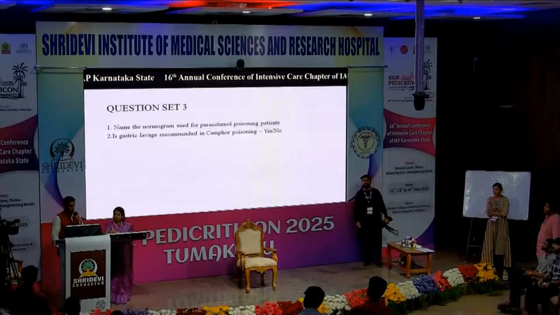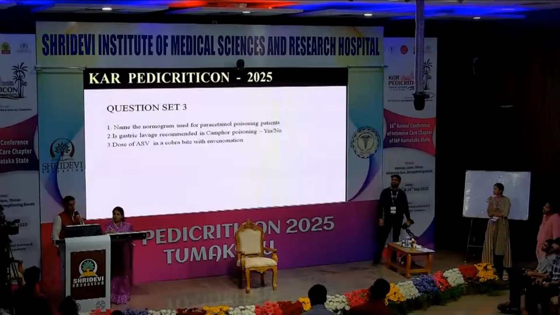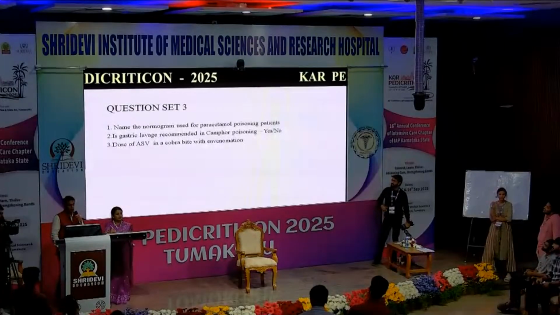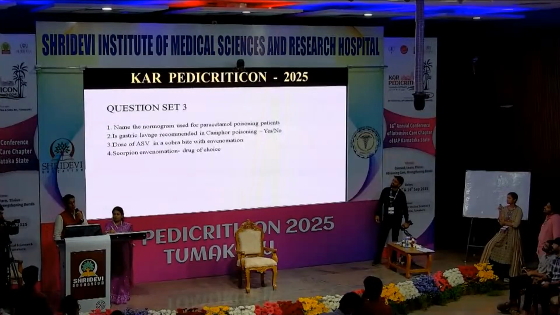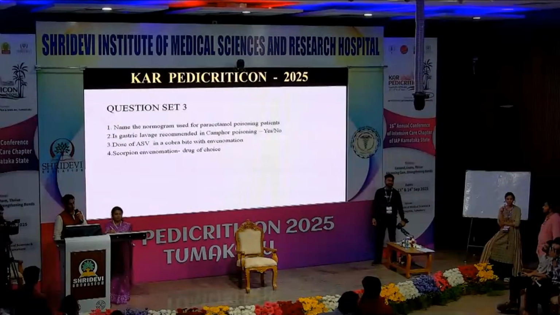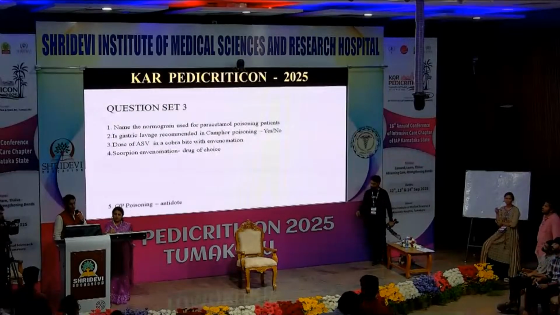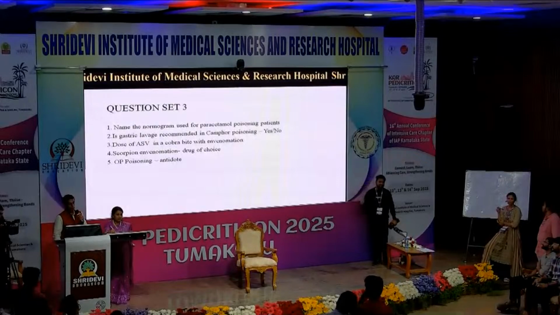Does the dose of ASV in cobra bite vary with envenomation? Pass. Scorpion envenomation drug of choice. Prazosin. Okay. OP poisoning antidote. Atropine.